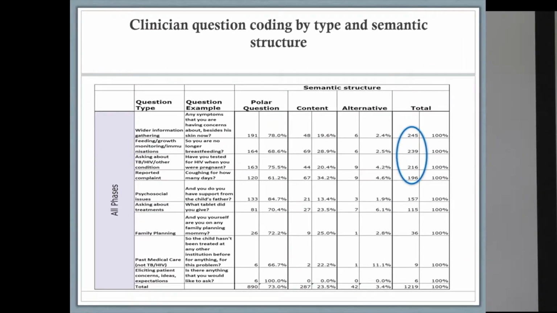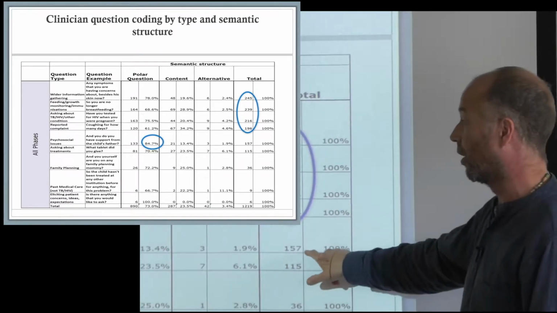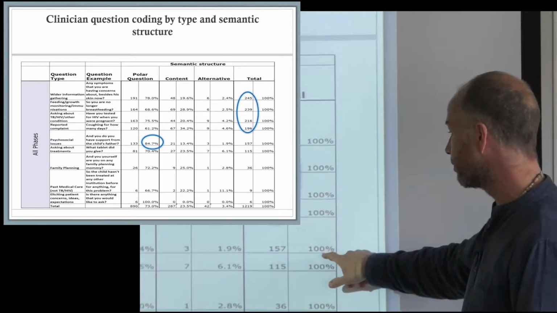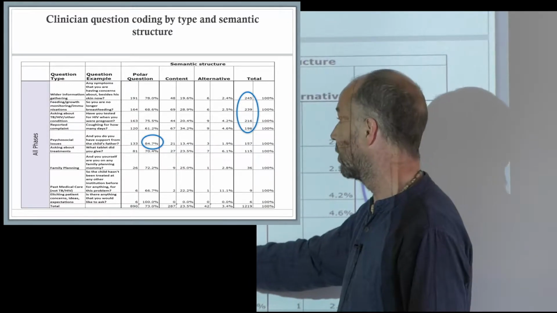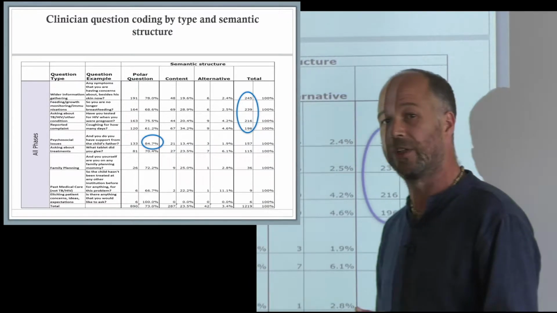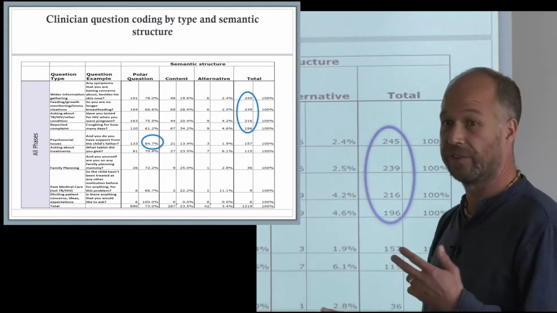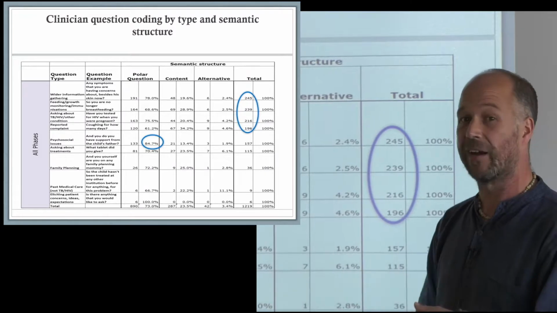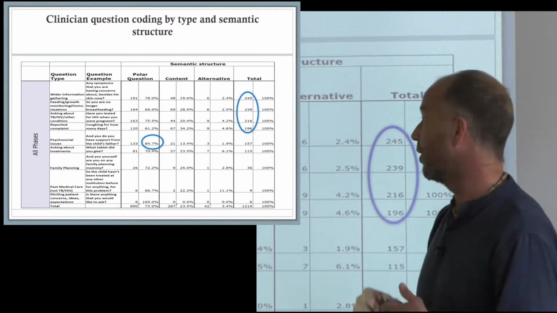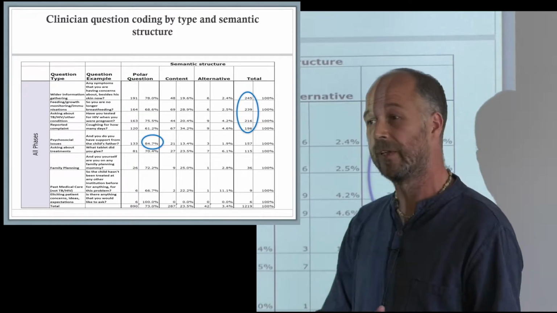The second feature of this is around psychosocial questions. So there were 157 questions asked around psychosocial problems. 85% of those questions are what's called polar questions. So they're closed questions, but they are separated into 2 different types. You get interrogative and you get declarative polar questions. And the thing about polar questions is that they lean towards one answer or another.